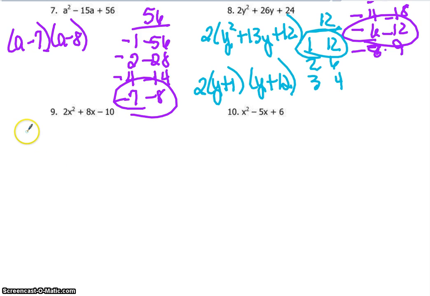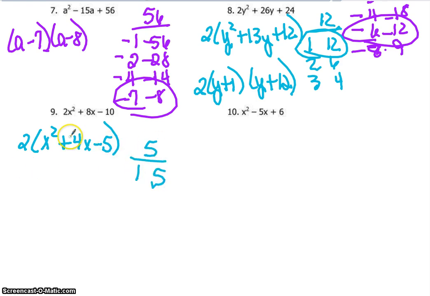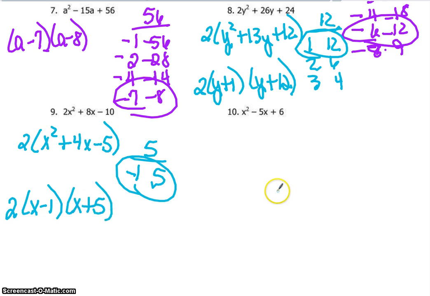Looking at number 9, they all divide by 2, so we pull a 2 out. Gives me x squared plus 4x minus 5. Find the factors of 5, 1 and 5. Signs are different. Largest is positive, so the small one must be negative, and they have to equal 4. Bring your 2 down, x minus 1, x plus 5.